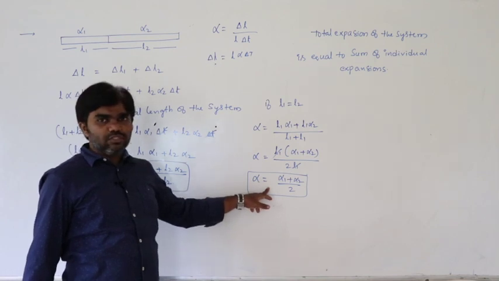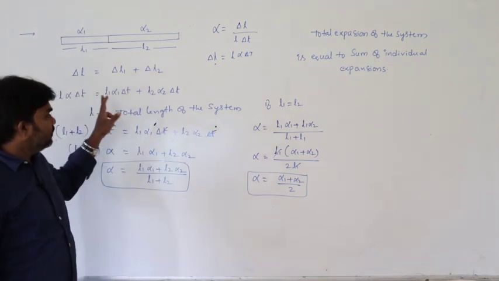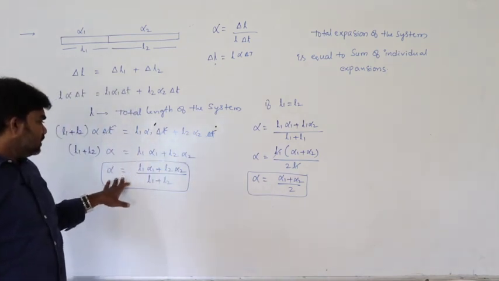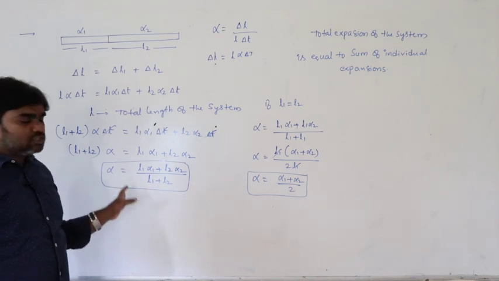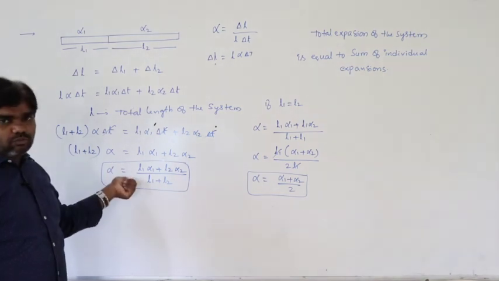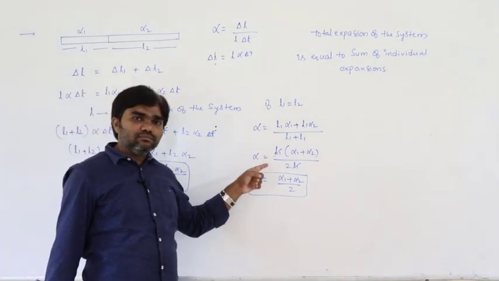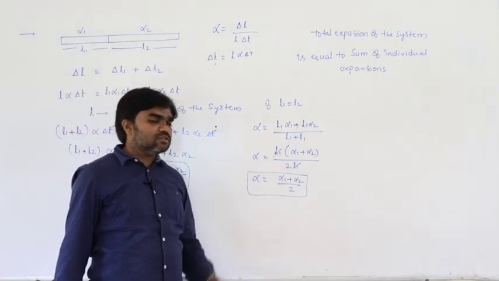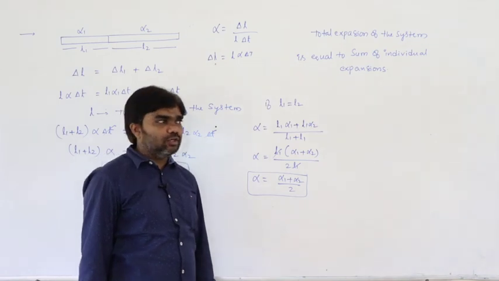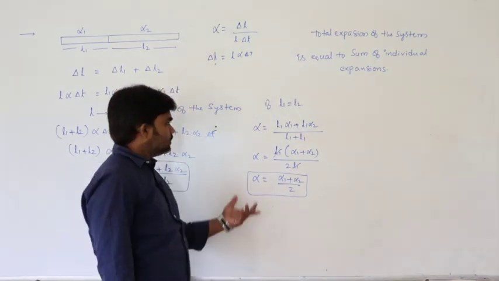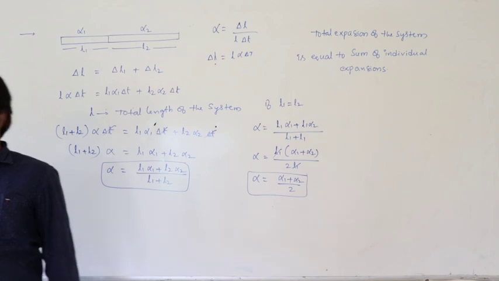So, this is the situation. If two rods having different coefficients of linear expansion are joined together and they have the same length, then the effective alpha equals (alpha 1 plus alpha 2) by 2. So, this is one concept.